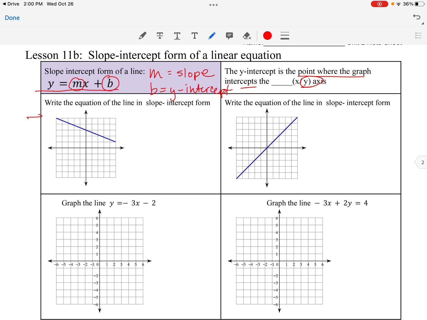So this line right here, this first example, crosses the y-axis right here. The coordinates of that point are over 0, up 3, right? 0, 3. And so for the y-intercept, we just put the y value of that point. The y-intercept would be 3. And then let's look at the slope. What is the slope of this line?